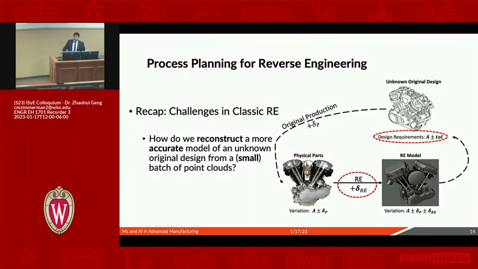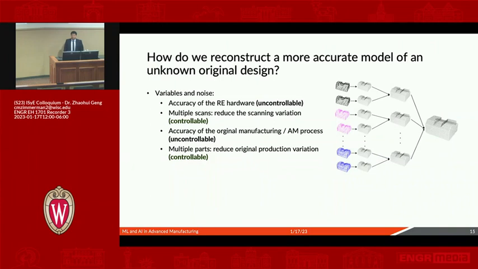To do that, we need to first understand what the variables are and how we can control them in this modeling. We identify that in the reverse engineering hardware, there are some accuracy issues. Luckily, we have the VDA framework, so we can actually model the accuracy of this reverse engineering hardware. Also regarding the accuracy of the original manufacturing or additive manufacturing processes, if the part is there, you can do nothing about it, so we find a way to model these variations. So the variations are there, so how do we tackle this issue?